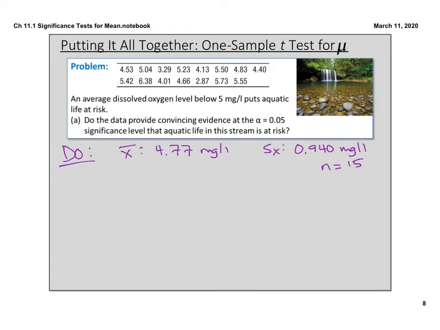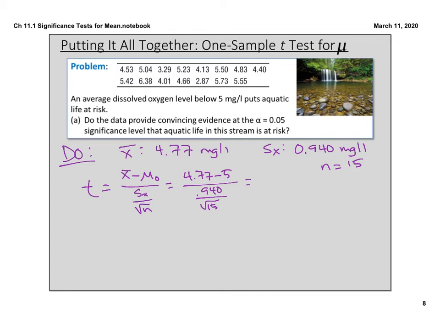So then I'm going to calculate my T, my test statistic. My test statistic looks like the data minus the mean of the null divided by the S sub X over the square root of N. So for us, that's 4.77 minus 5 divided by the 0.940 over the square root of 15. Type all that into your calculator.